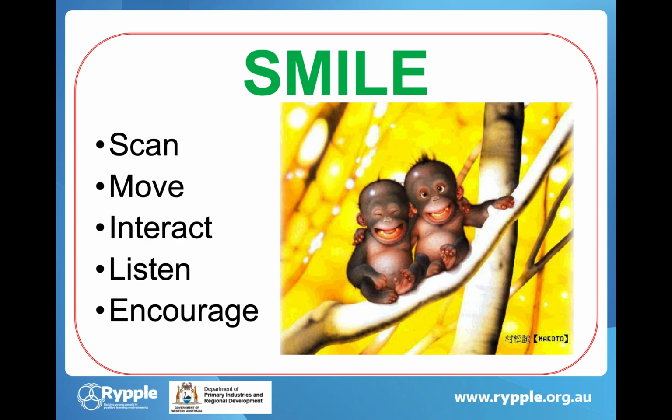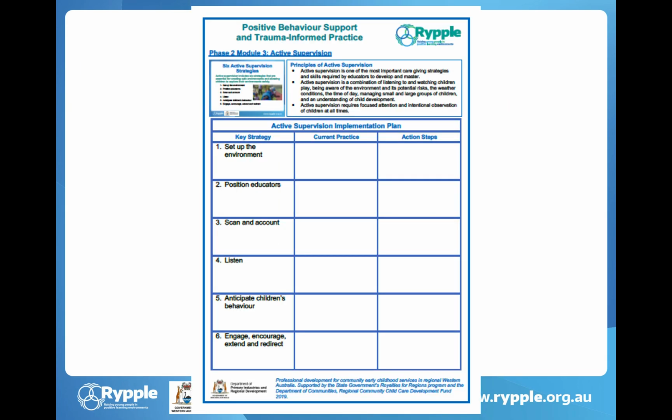One centre we worked with made this lovely poster and had it displayed to remind the adults in the centre around the elements of active supervision. They used the acronym SMILE just to remind all staff to scan, move around, use proximity, use positive, frequent interactions, listen and encourage students.